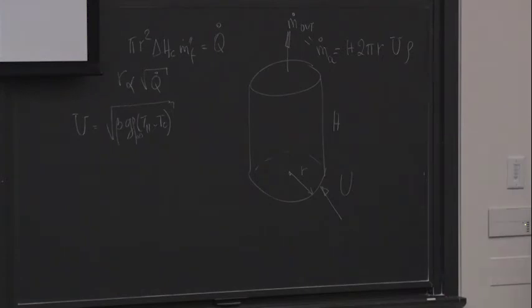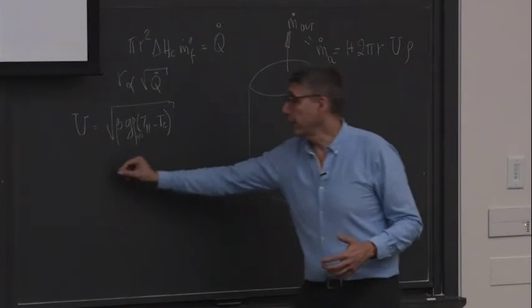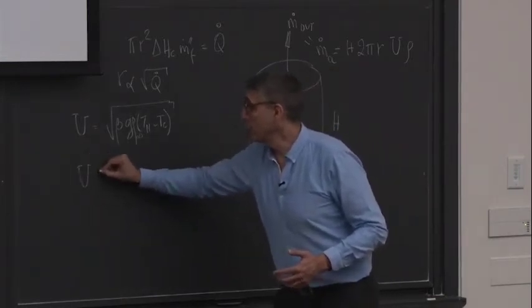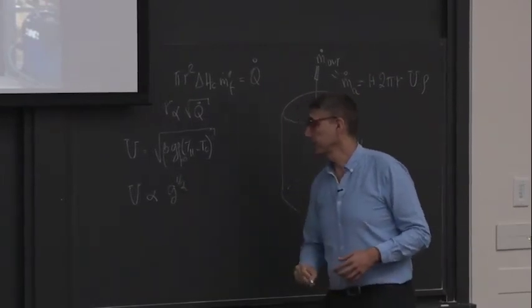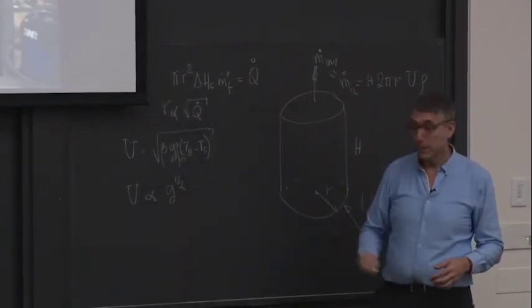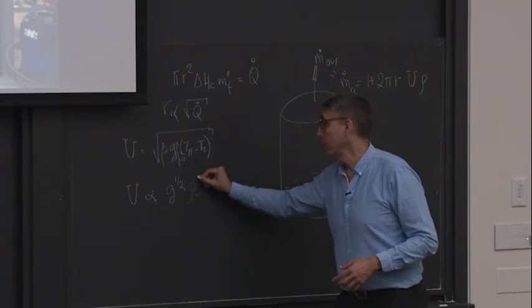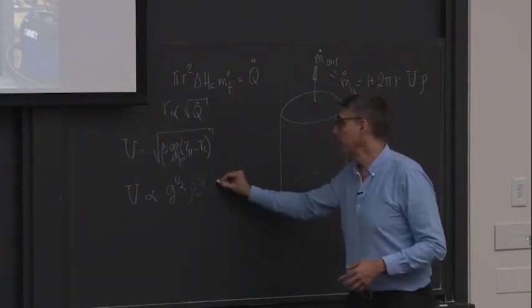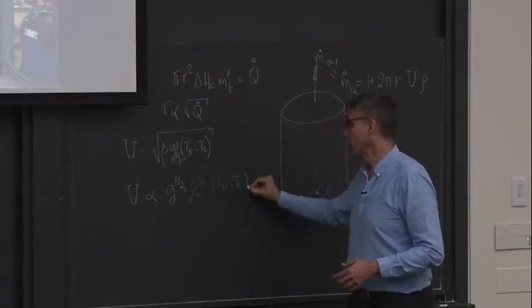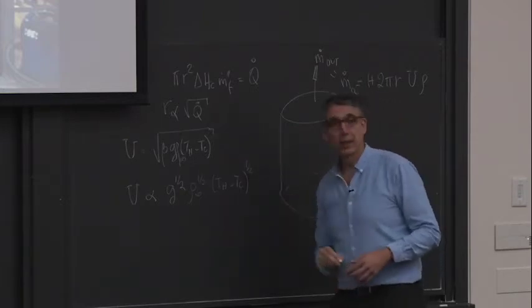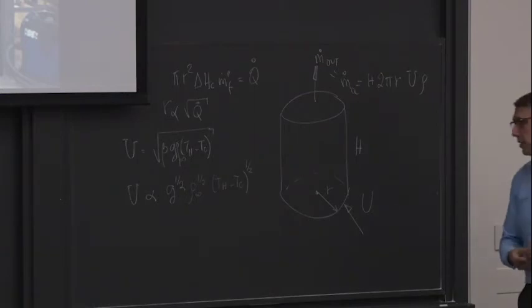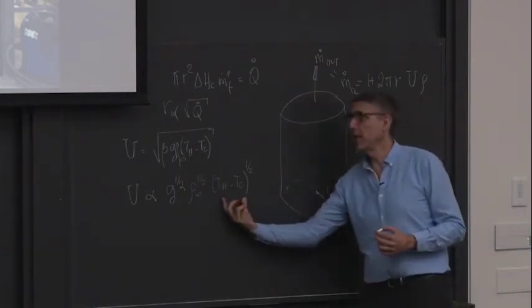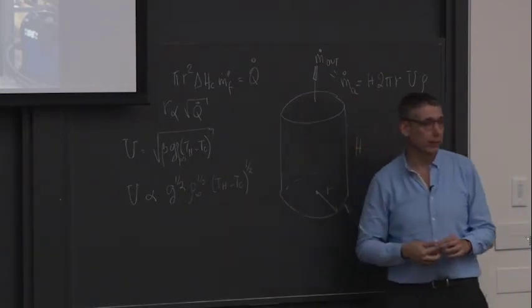Is that okay? So effectively, I can say that u is going to be proportional to g to the 1/2, to the density to the 1/2, and to T hot minus T cold to the 1/2. Are we happy with that? So how do I express this temperature difference as a function of the heat release rate?